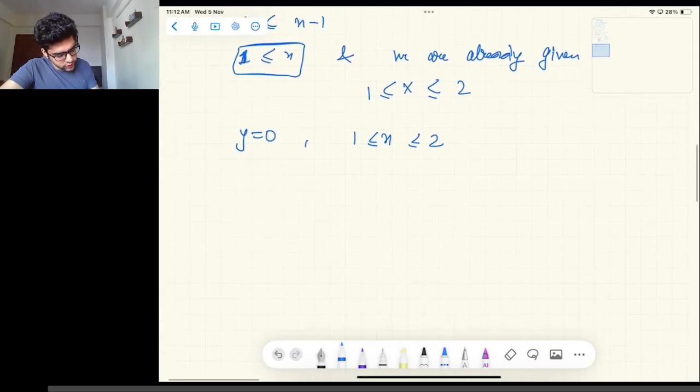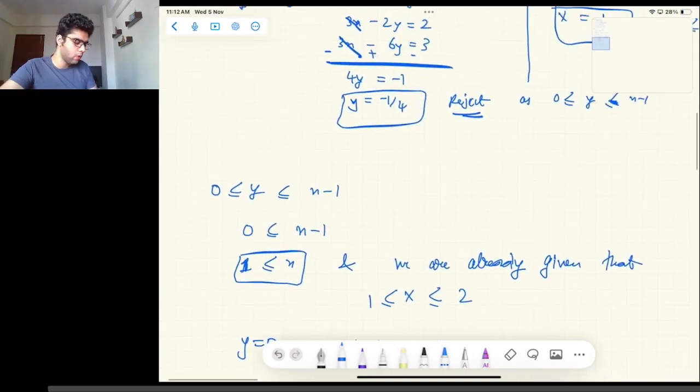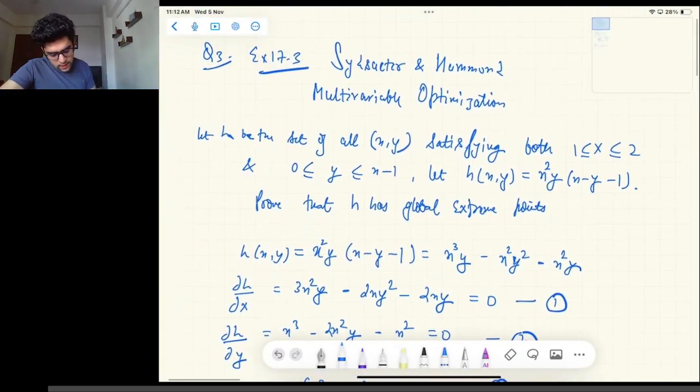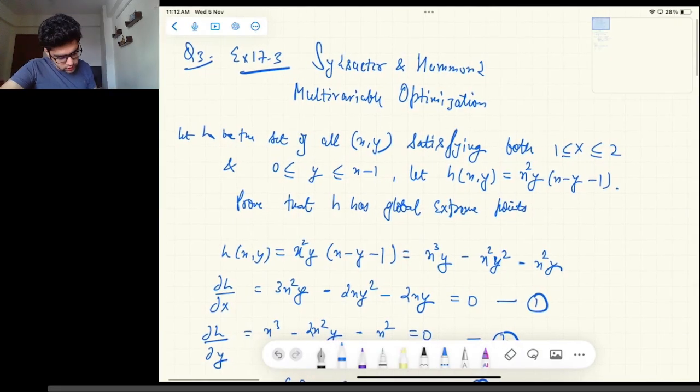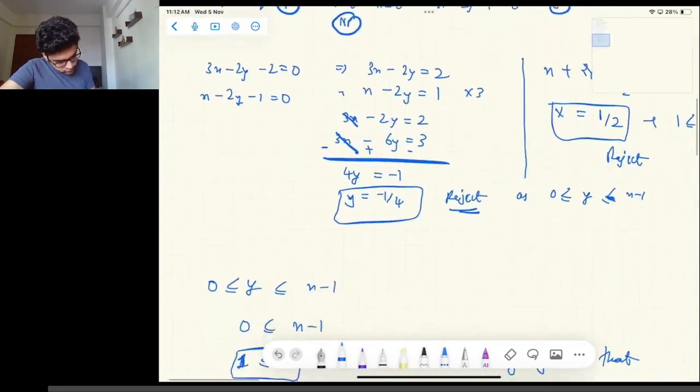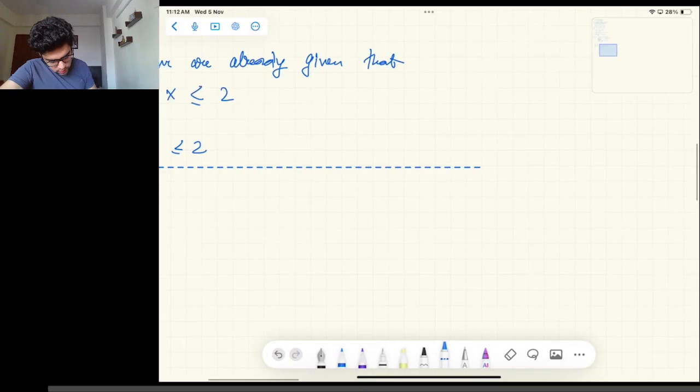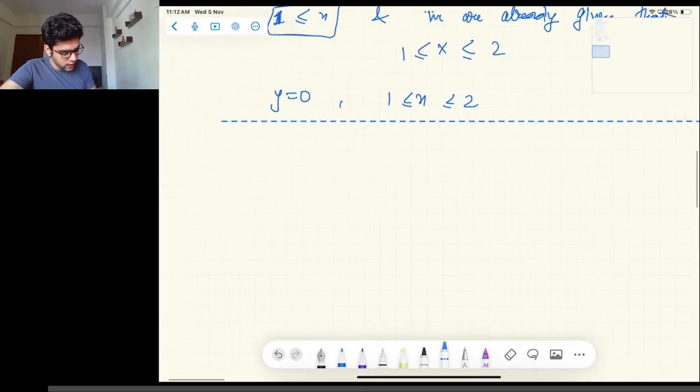Is one of my points of concern. Now if I just try to use the constraints to find the boundary points or the points on the edges, I'll be using this equation and this equation. So let's just draw a line here and ignore this for the moment.